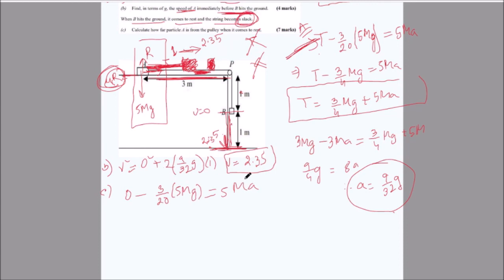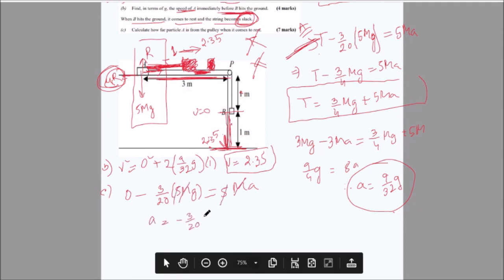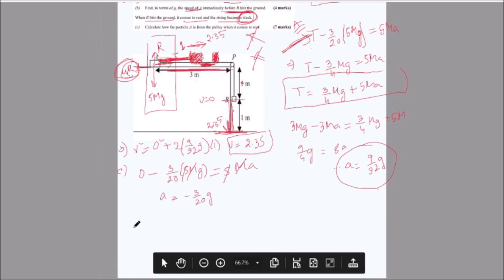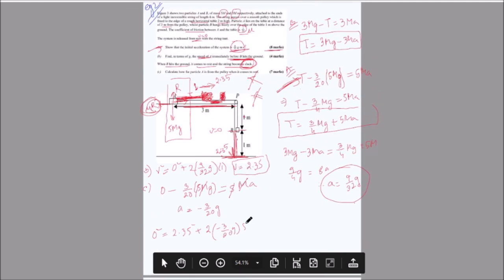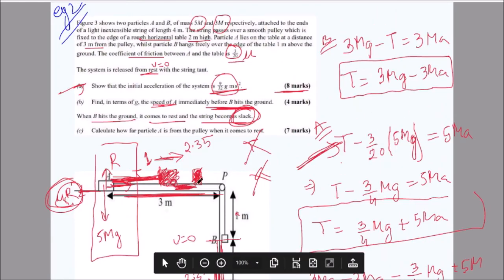If you cancel out 5m, you will get minus 3/20 g. Then V squared equals U squared plus 2AS, where A is negative because it is decelerating. If you simplify this, it will give you S equals 1.878. This is the distance moved by particle A in this time frame.